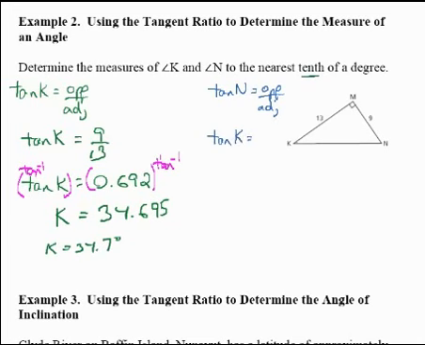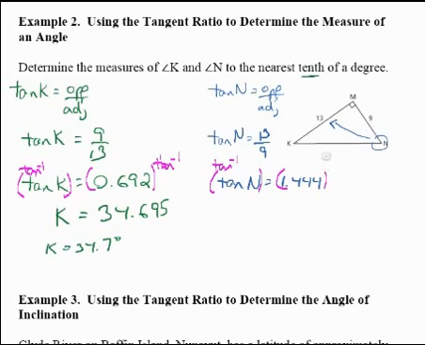Tangent of N. Talk about silly errors. Tangent of N. The opposite is 13. Adjacent is 9. So tan N equals 1.444. And then I do my inverse tan. And I'm left with N equals, and my calculator gives me a value of 55.305. So N equals 55.3 degrees.